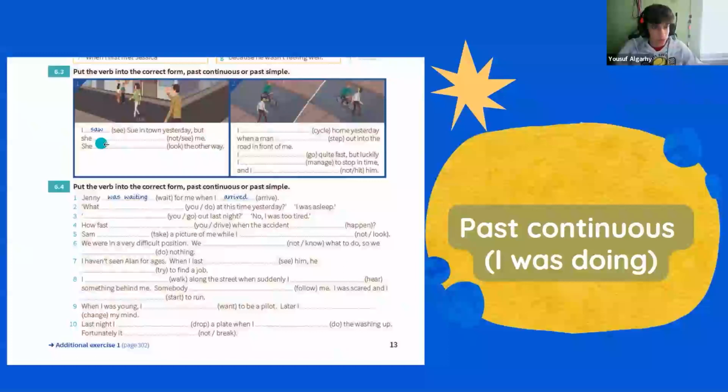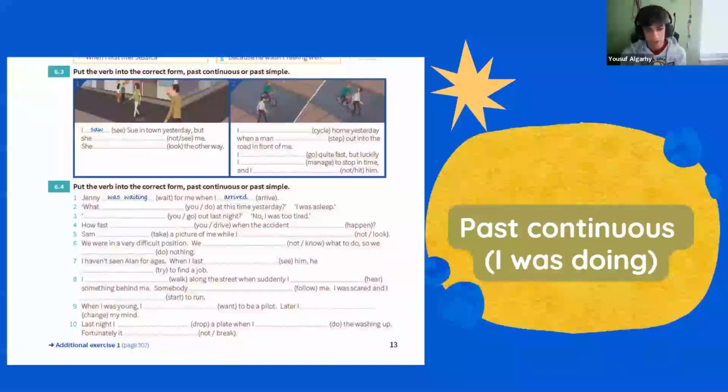So we'll start with the second one. She blank me, and then we have not and see. So what would we say for this one? She didn't see me. All right, good. And then number 3, she blank the other way, and we have look. She was looking the other way. Good.